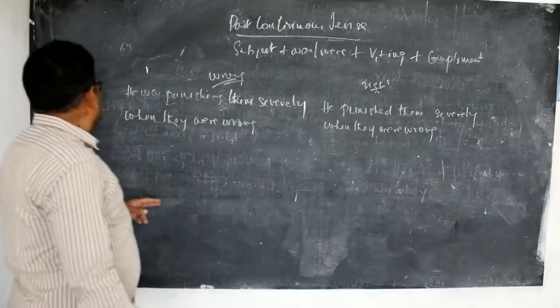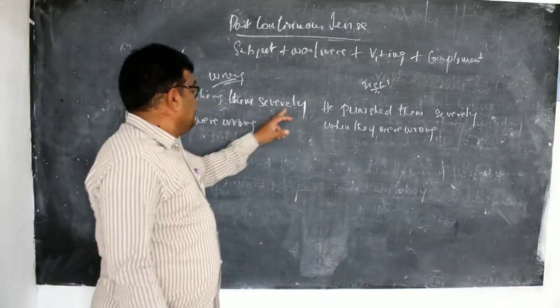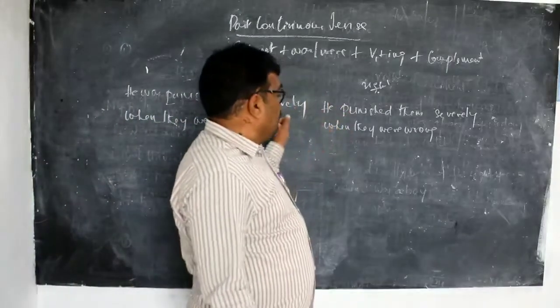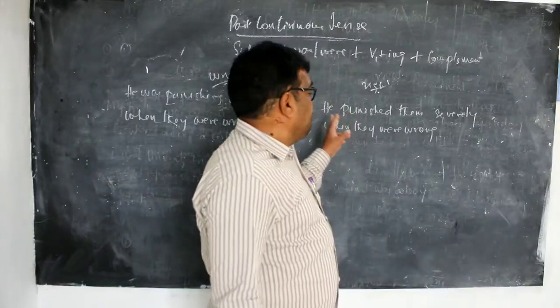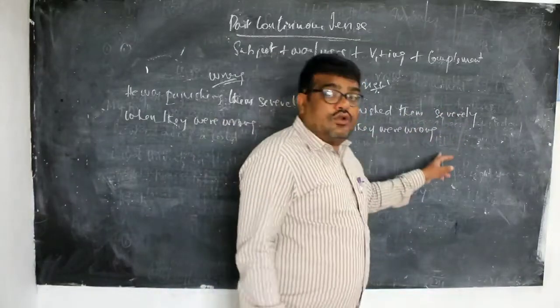I repeat once again. He was punishing them severely when they were wrong. I told you punishing is a temporary action, so he must use the simple past: he punished them severely when they were wrong.